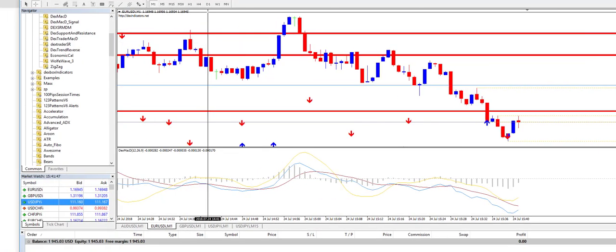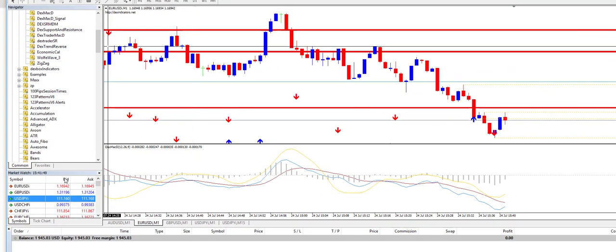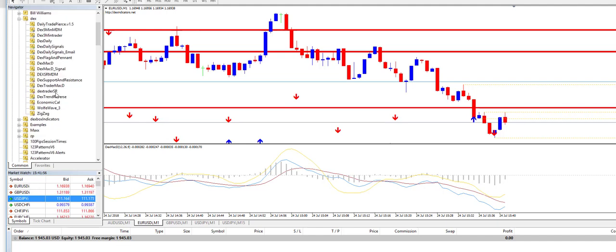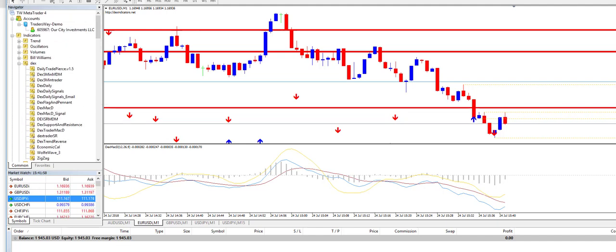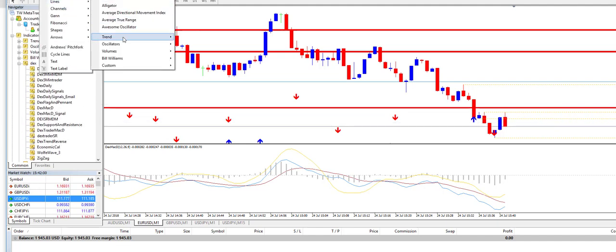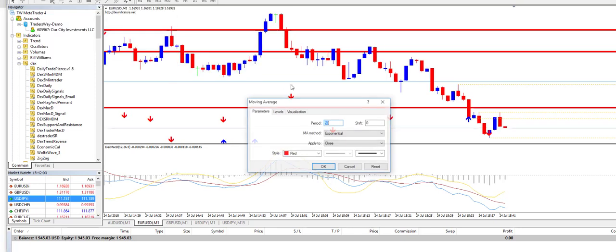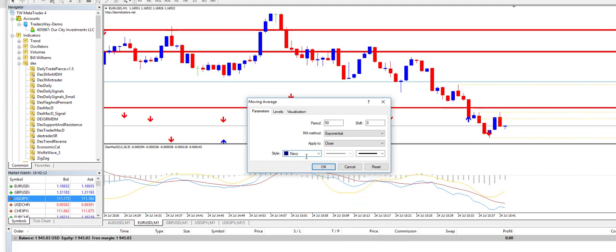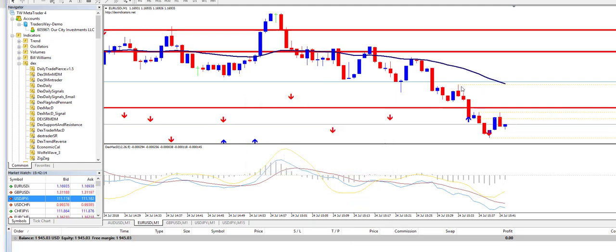On something like this, if you want to see a version of trend, it's easy. You just come over here, go insert, go indicators, go trend, go moving average. Now I like to do 50 on the 1 minute. So I'm going to do that, and I'll do a darker purplish color, navy. Boom, there we go. Now we can see the direction heading down.